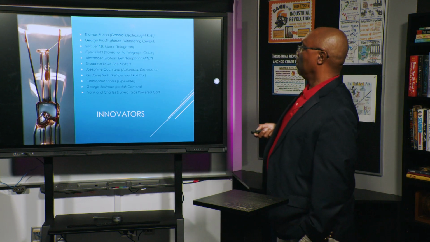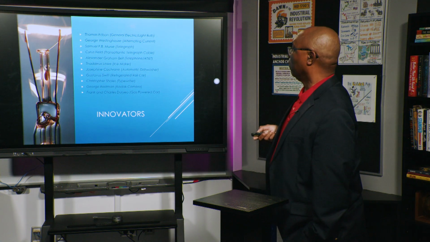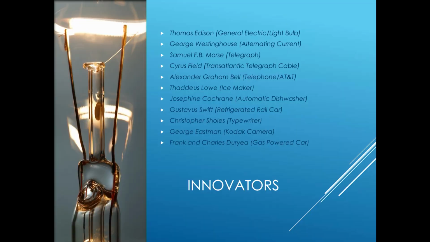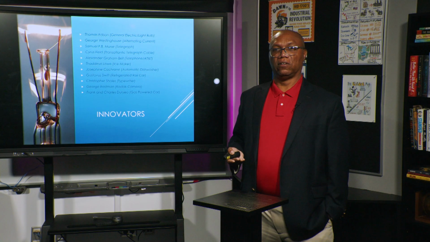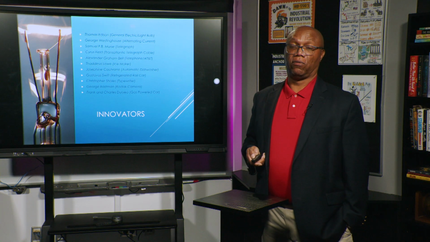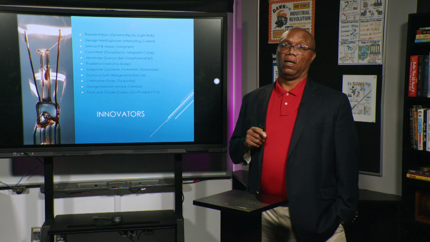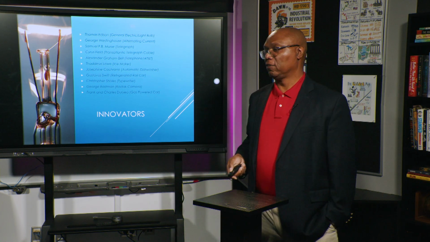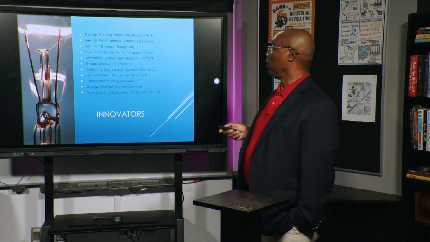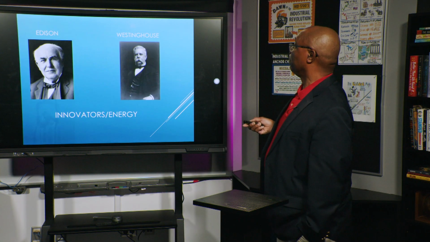Some of the innovators and inventions that were created, we'll look at just a few of them. Edison and the light bulb, Westinghouse and alternating current, Samuel F.B. Morse and the telegraph, Cyrus Field with the transatlantic telegraph, Alexander Graham Bell, Thaddeus Lowe, the ice maker, Josephine Cochrane, the automatic dishwasher, Gustavus Swift. The list goes on and on. When you look at these innovations, they're going to have a tremendous impact on the United States of America. One of the things it's going to do is free up Americans to do other things. Leisure time becomes very big during this particular time.